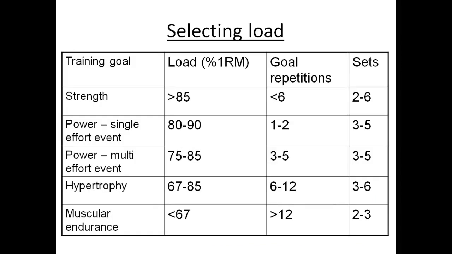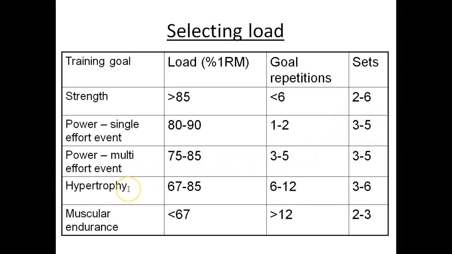So we've got our training load table. We've got to think about strength. If we're getting strong, you're going to be using a huge amount of load, 85% of your 1 repetition max, your 1 RM. And the goal for this is less than 6 repetitions, and you repeat that between 2 and 6 times. Now for power, the load is down, and you're going to do that maybe 1 or 2 times, but you're going to have lots of sets of that.